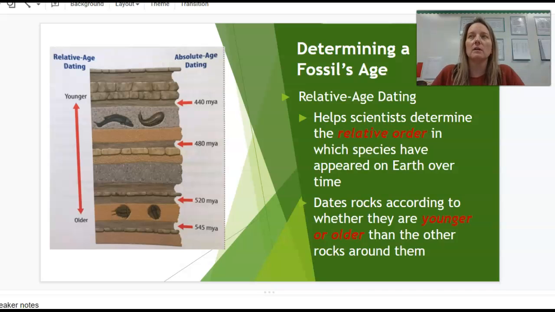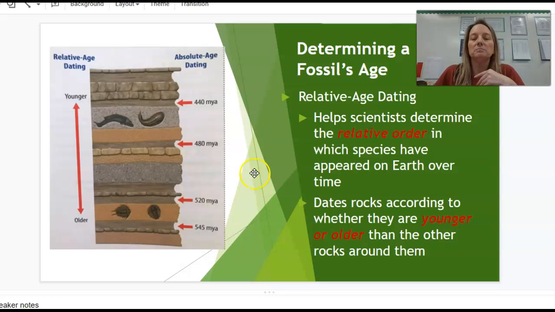And we all know that the deeper you go in the earth, the older the dirt is, basically, right? So if you look at this diagram here, the fossils that are at the top are younger than the ones down at the very bottom, right? Because the ones down at the very bottom came first because that's the oldest dirt, right? The newer dirt gets put on top. The newer rock gets put on top.